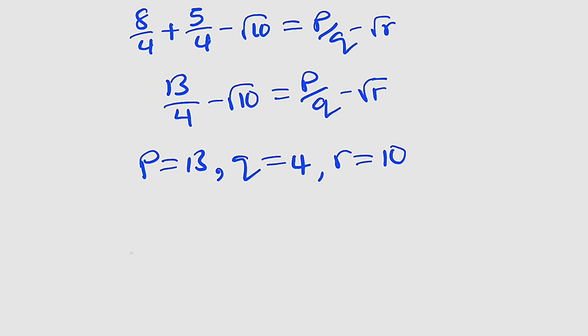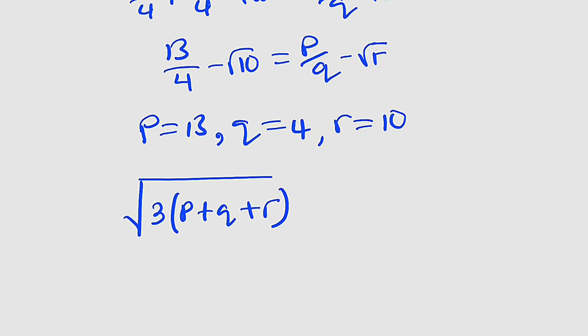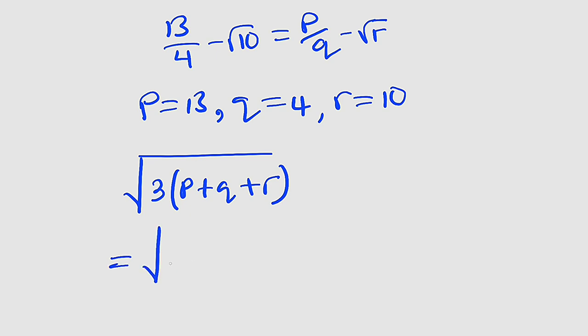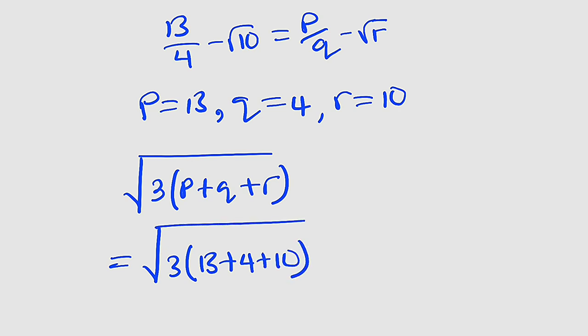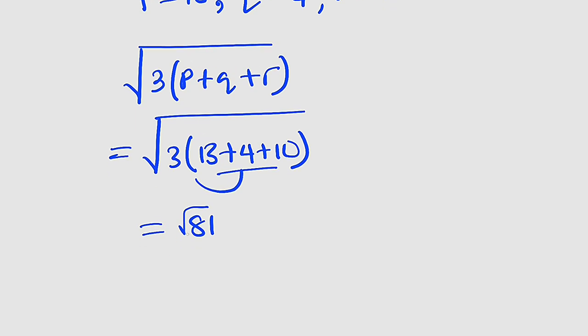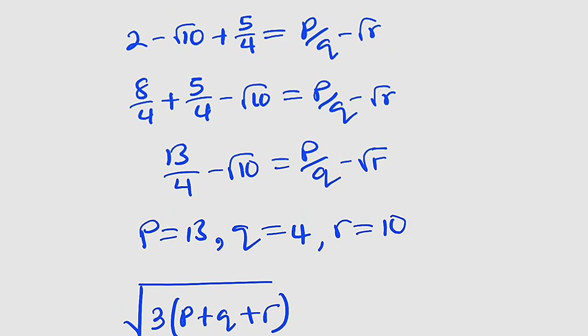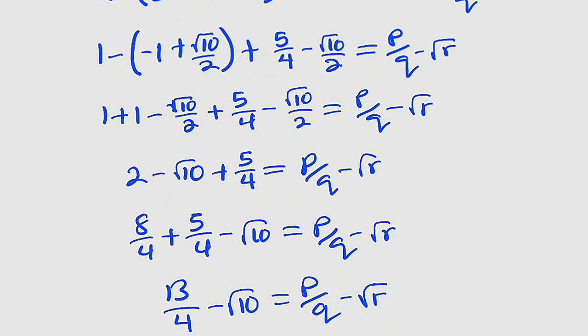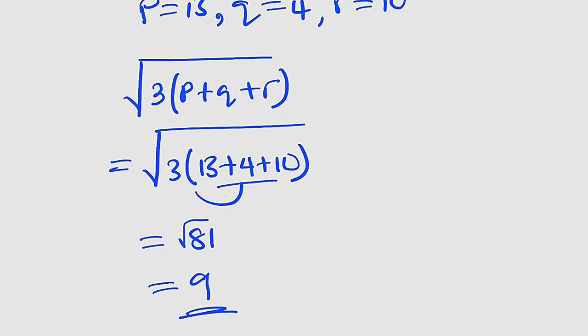But what are we looking for? We are looking for the square root of what? 3 times P plus Q plus R. That's exactly what we are asked to evaluate. So this is equal to the square root of 3 times P is 13 plus Q is 4 plus R, which is 10. So 13 plus 4 plus 10 is 27, and 27 times 3 is 81. So everything under square root is 81. So 81 under square root will give us 9. Wow. Therefore, the expression, the square root of 3 times P plus Q plus R is nothing but 9.